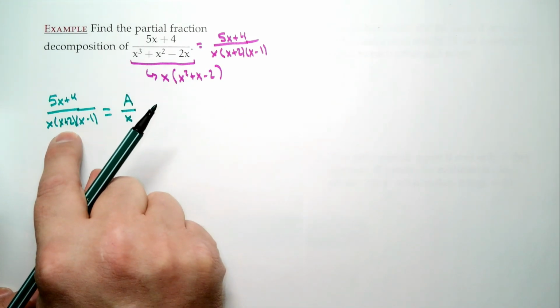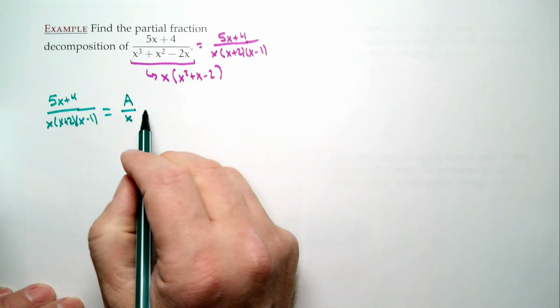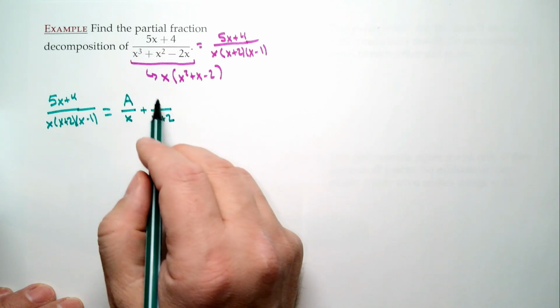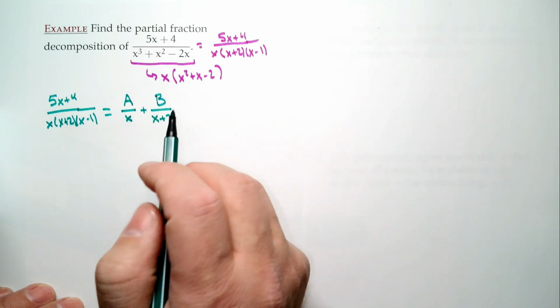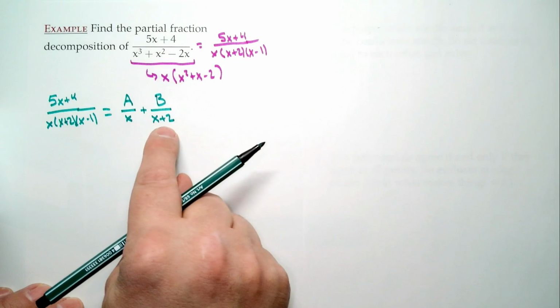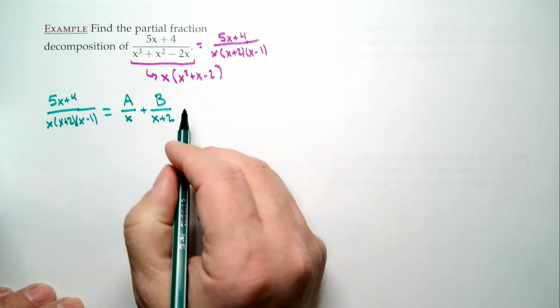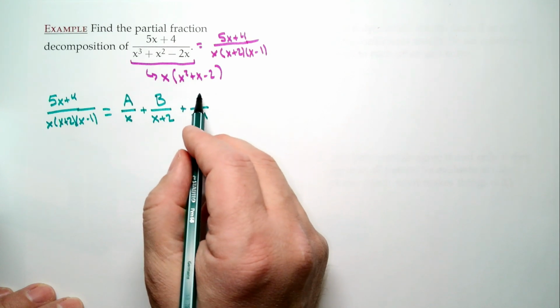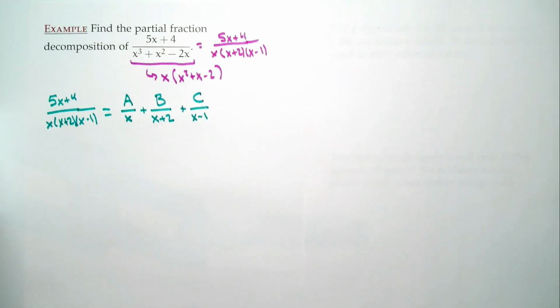Now I come to my next term, x plus 2. Well, it's to the first power, so there's only going to be one piece over here, so it's x plus 2. And upstairs there's some unknown. I'll just work my way through the alphabet. I'll use b. And then for the last term, there's my x minus 1. And again, that's something I don't know, so I'll put c up there.